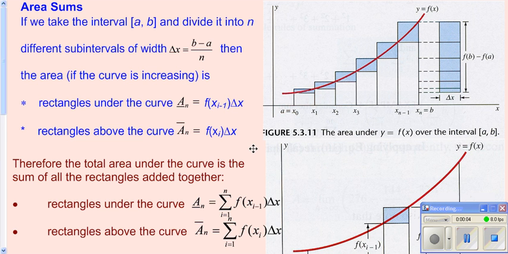To find the area, basically we're looking at our different rectangles and adding them together. Your total distance going from A to B is B minus A, and we're dividing it into n rectangles. So the width of each rectangle is (B minus A) over n.